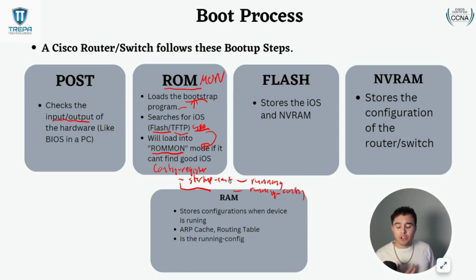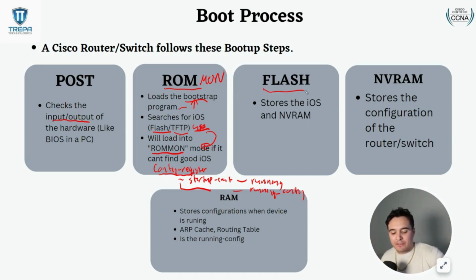So there is something in there called a config register that we'll go over in this course as well. I'll show you how to configure that and how, if you're locked out of your router, you can change this config register so that you can boot directly to the running config to bypass the password you don't know.